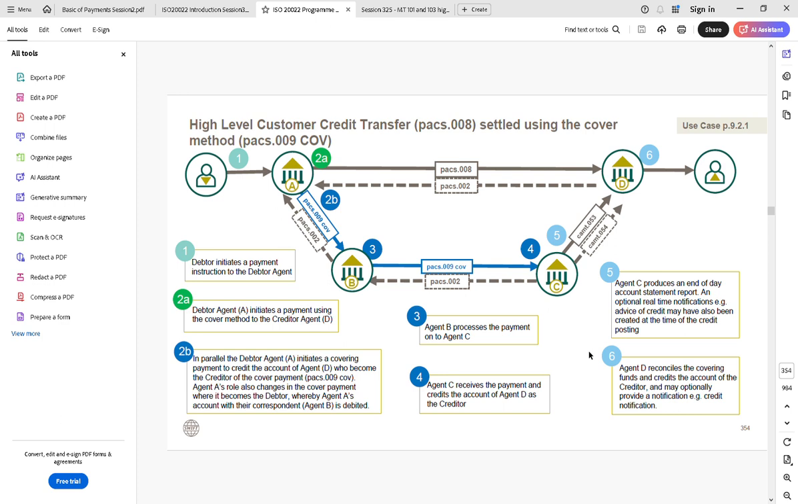MT103. Yeah. Two to cover. Yes. At the same time here, the initial sender is sending 202 cover and MT103 at the same time. Exactly the same example is this one.